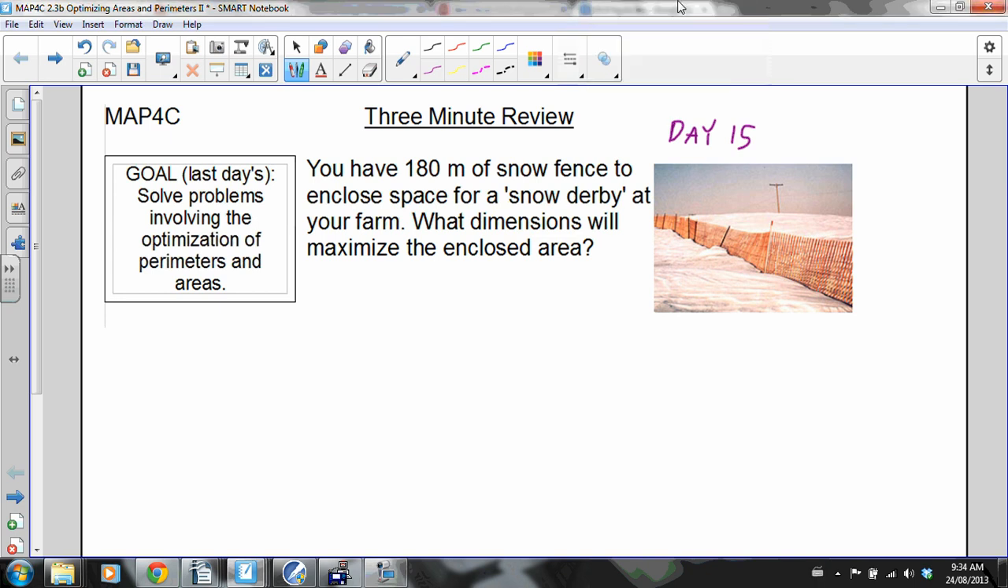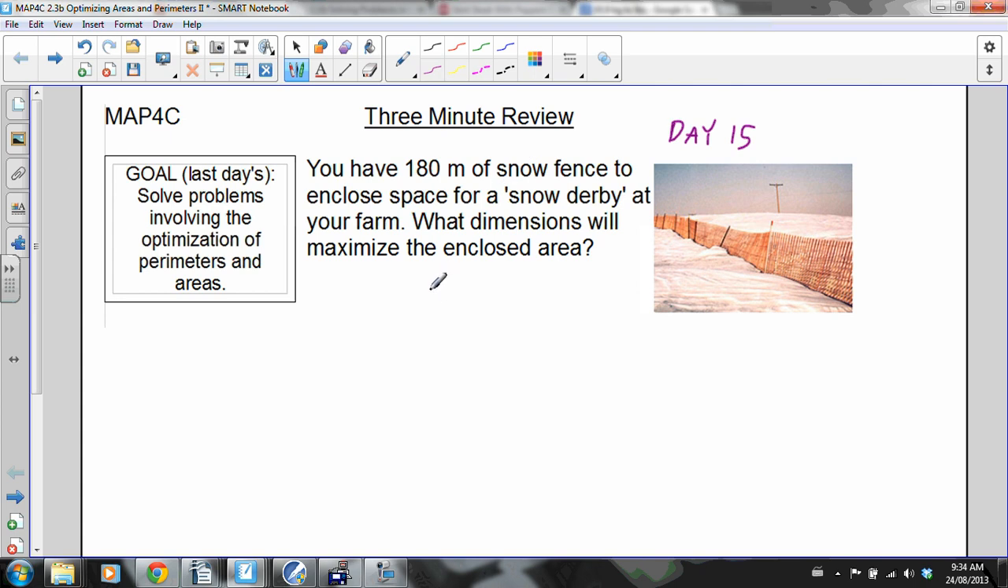This is MAP4C day 15, lesson 2.3b, optimizing areas and perimeters. The last day we solved problems involving the optimization of perimeters and areas, and yesterday essentially we were just after a square. We'll see today that not always are we after a square, so in several situations.